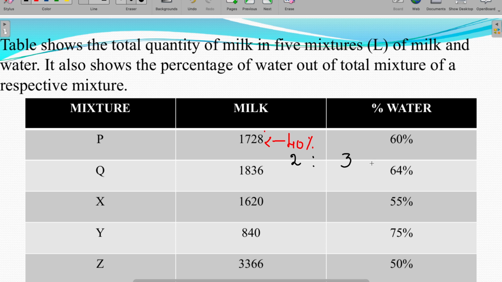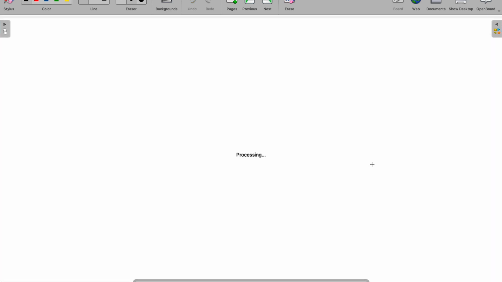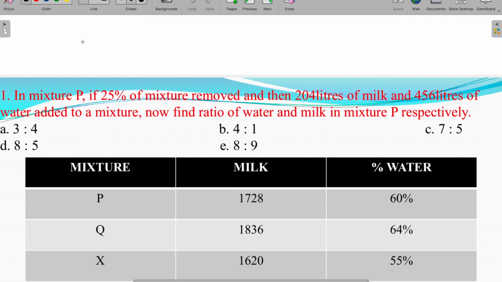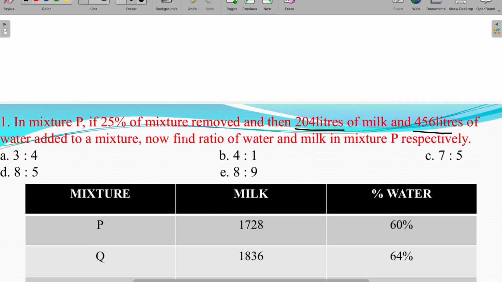Now let's solve the question. According to the questions we will find out solutions and write down the data clearly. The first question is: in a mixture P, 25% of the mixture is removed and then 204 liters of milk and 456 liters of water are added to the mixture. Now find the ratio of water to milk in mixture P respectively after adding. Then let's solve it. We know the milk we have in this one is 1728. I need to find out how much water is there. We already know how to find it.